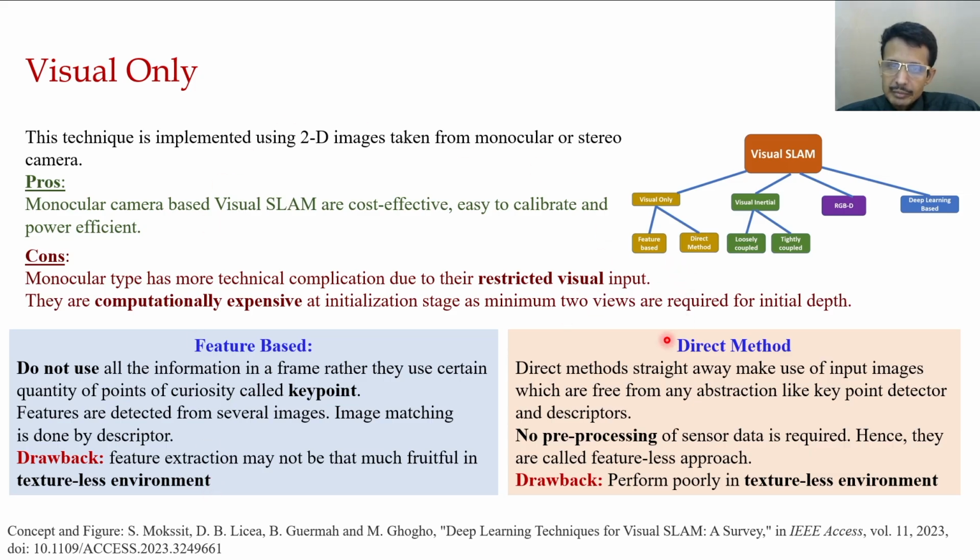Whereas in the direct method, the input images are used directly, free from abstractions like key point detector or descriptor, and no pre-processing of sensor data is required, hence they are called featureless approaches. The major drawback is that they perform poorly in textureless environments. So these are the basic visual methods.